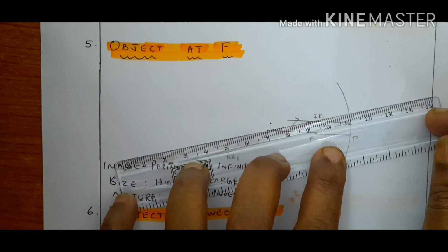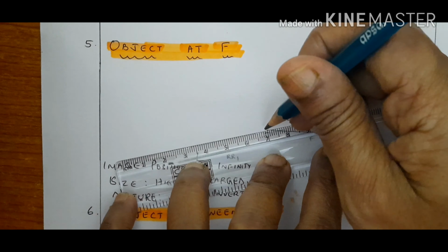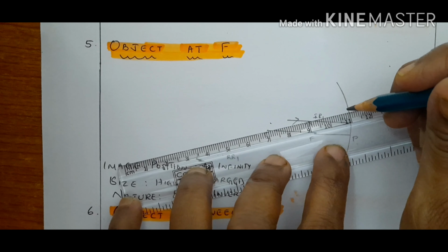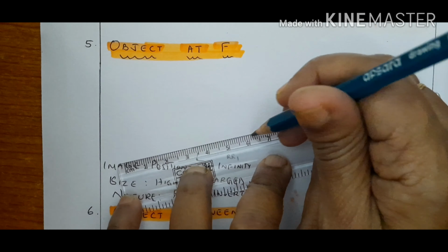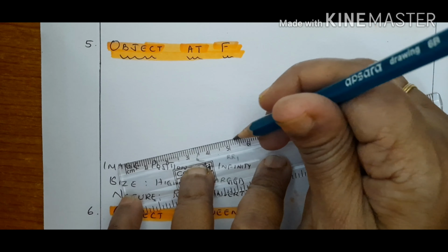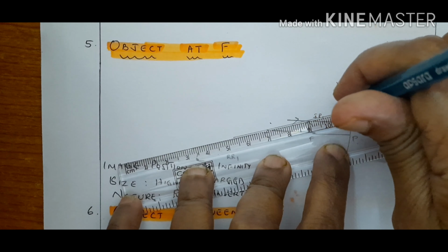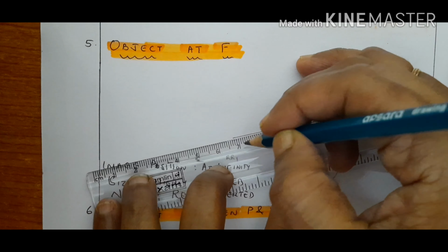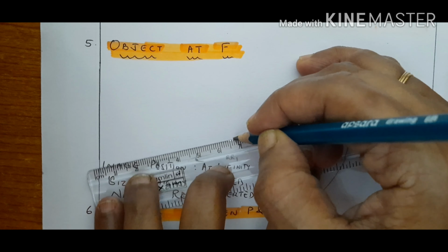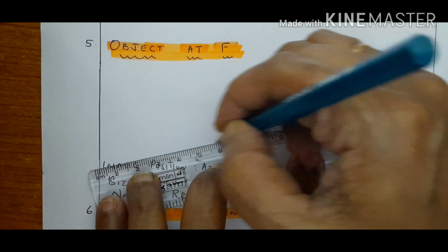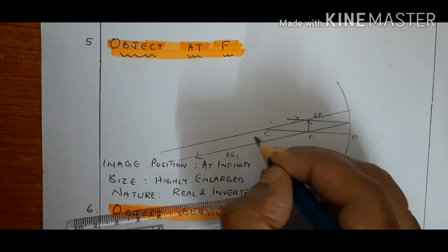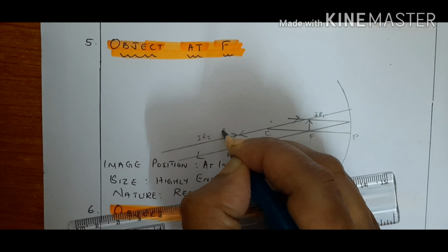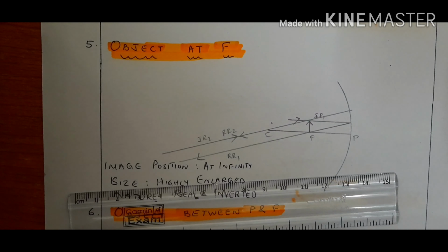Now what will happen to this ray? You will see, this ray will retrace its path. Okay, so this is what is happening. The ray gets reflected back along the same path. Okay, I can extend my ray. So this is my ray and I am extending it. Here this is IR2 and this is RR2. Both are on the same line.